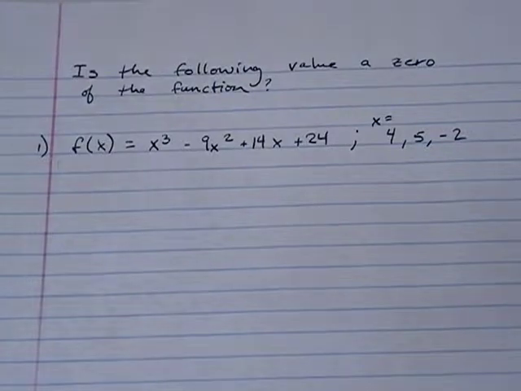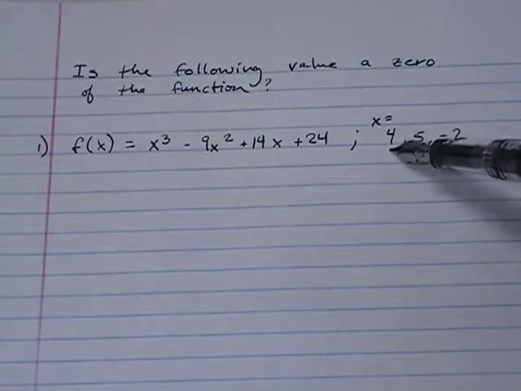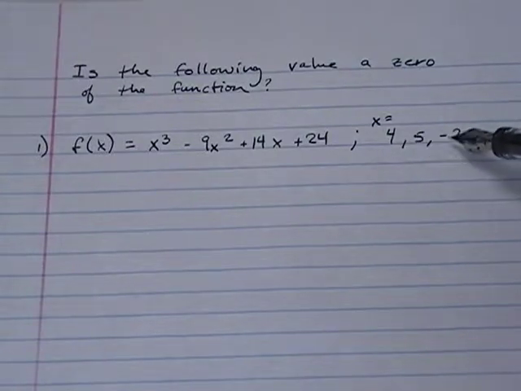Is the following value a zero of the function? So we're given a function f of x equals x cubed minus 9x squared plus 14x plus 24. And we're asked, is 4 a zero, is 5 a zero, and is negative 2 a zero? So we've been given 3 questions.